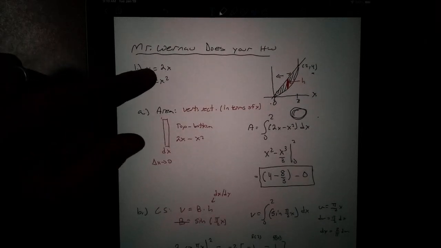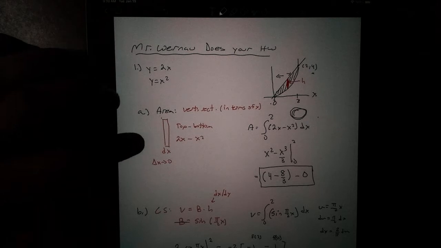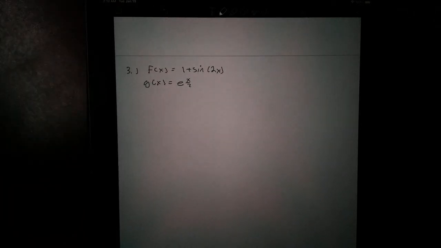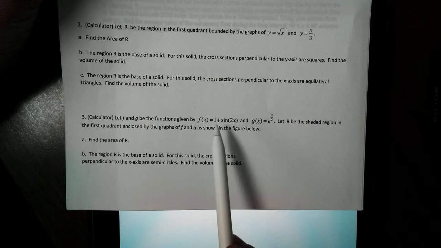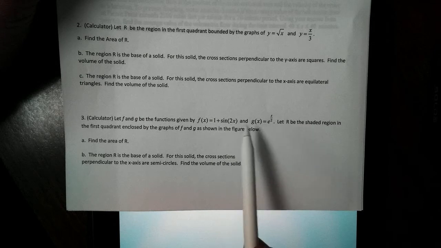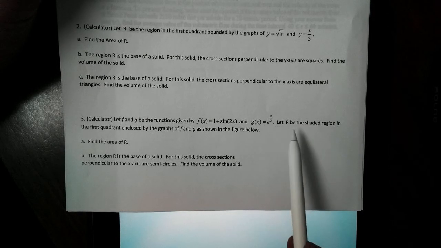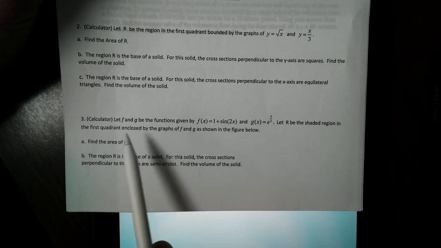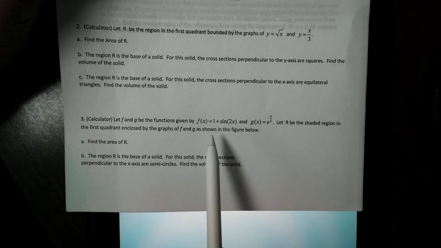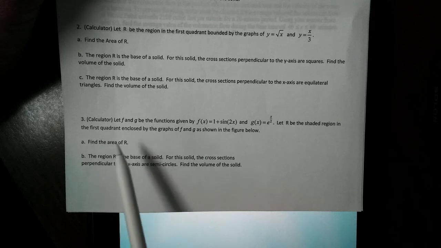In our first video, we reviewed cross sections and volumes for question number 1, and we looked at 2x and x squared. Now this was, of course, non-calculator, so let's take a look at a calculator example. For question number 3, they're giving us the region between f and g, where f is 1 plus 2 sine of x, and g is e to the x over 2. We want to find the region in the first quadrant enclosed by the two graphs, and they're showing the figure below.